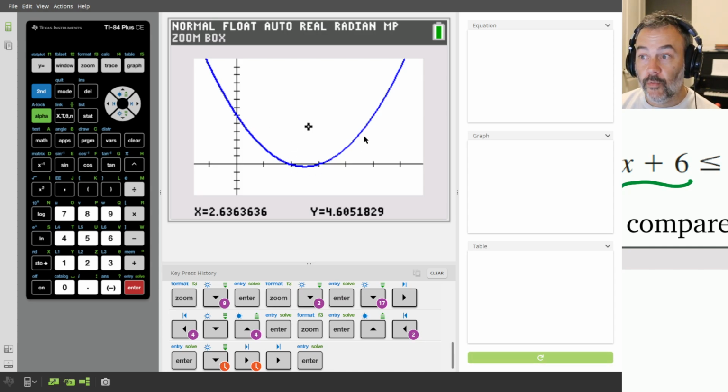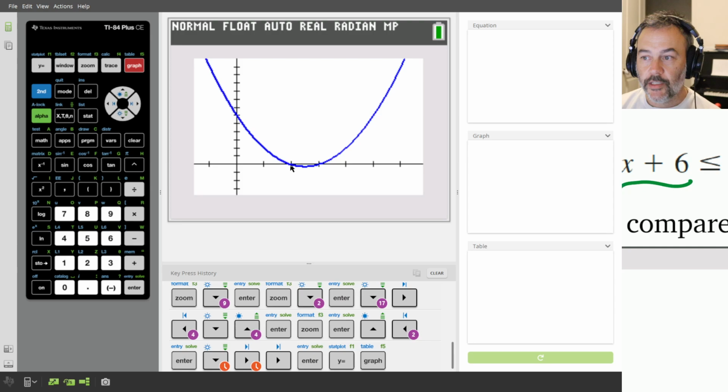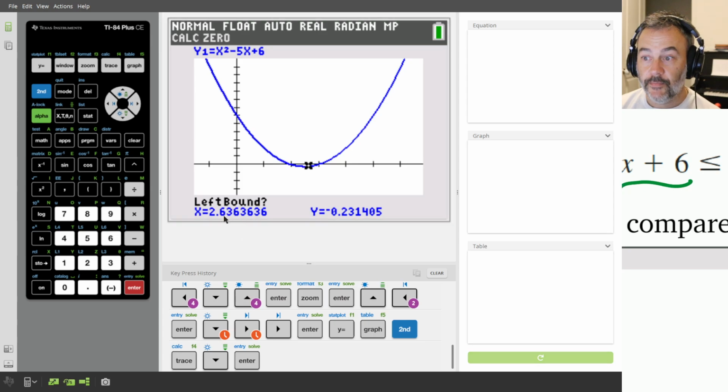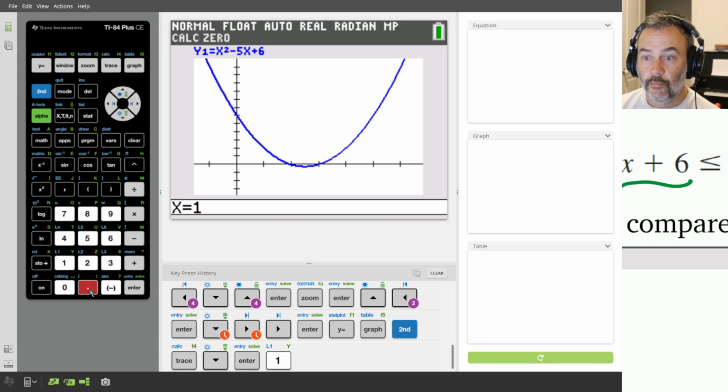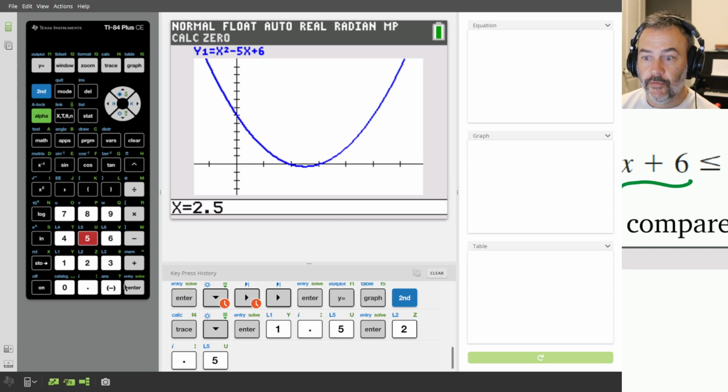We're trying to find when this quadratic is less than or equal to 0. So I just need to find the intersection points. So I hit second, calc, and I'm going to use calc 0. Calc 0 finds the x-intercepts. Now remember, it asks for a left bound and a right bound. So we want to put boundaries around this left-hand intersection. So I'm going to put 1.5 for a left bound and 2.5 for a right bound.